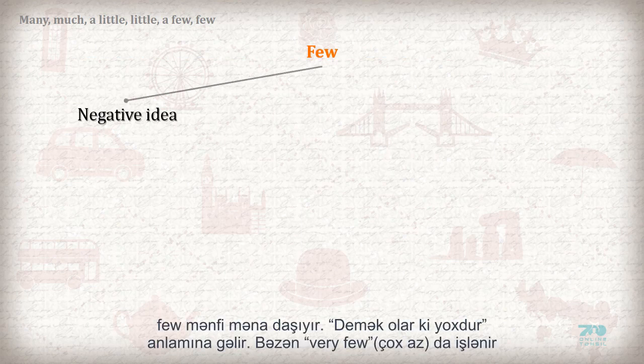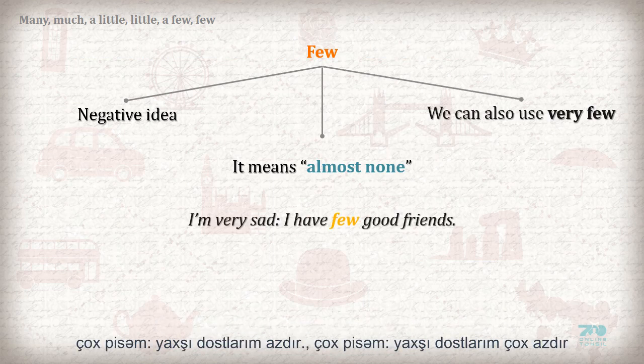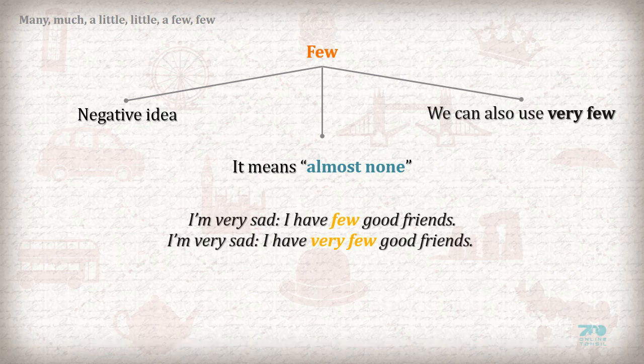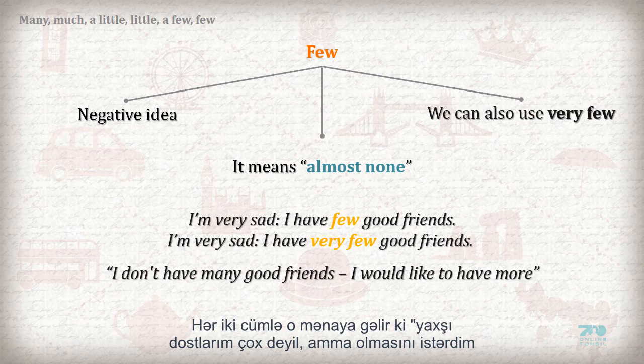Few is a negative idea. It means almost none. We can also use very few. I am very sad. I have few good friends. I am very sad. I have very few good friends. Both these sentences mean, I don't have many good friends. I would like to have more.